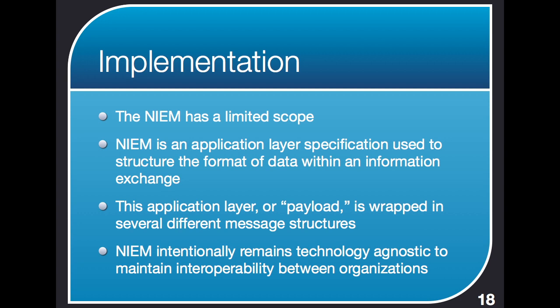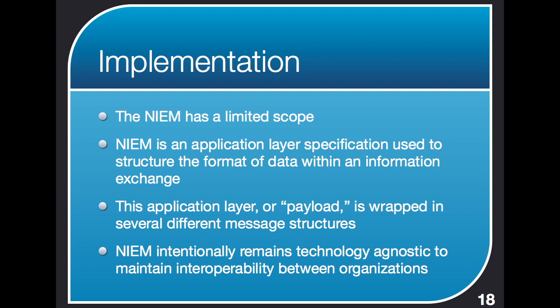So a few words on implementation. The NIEM itself has a limited scope. The NIEM is an application-level specification used to structure the format of data within an information exchange. In other words, it's the payload document. The NIEM is all about that XML instance document that holds the actual data. But when you're actually going to implement an exchange, that payload document is wrapped in several different messaging structures and layers. Those take care of things like privacy, security, and all the messaging stuff. The NIEM, meanwhile, intentionally remains technology agnostic to maintain interoperability between organizations.